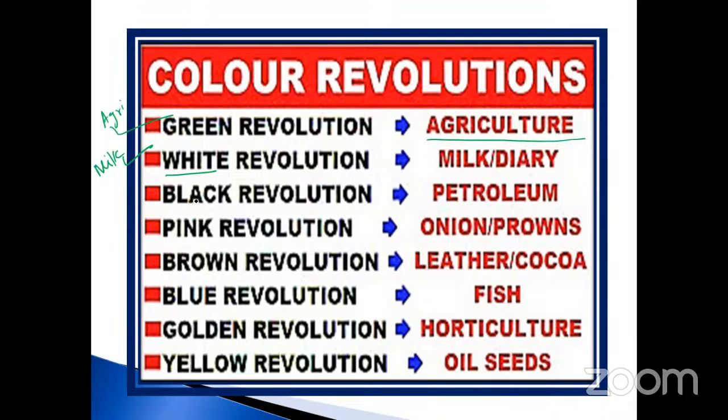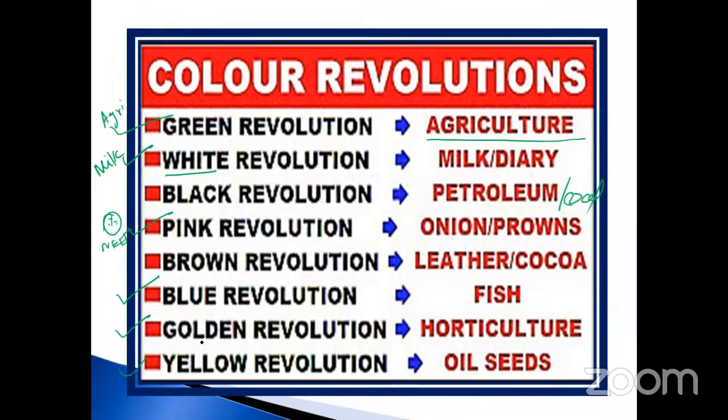Black revolution, petroleum. It is also called the golden revolution. Black revolution: not only petroleum, take coal as an example. Okay. Pink revolution, sometimes they ask the question: pink revolution, onion and prawns. Don't forget, my dear, this is also asked many times. Okay, NEET. And brown revolution, leather and cocoa. Blue revolution, fish. Golden revolution, horticulture. And also the yellow revolution, oil seeds.